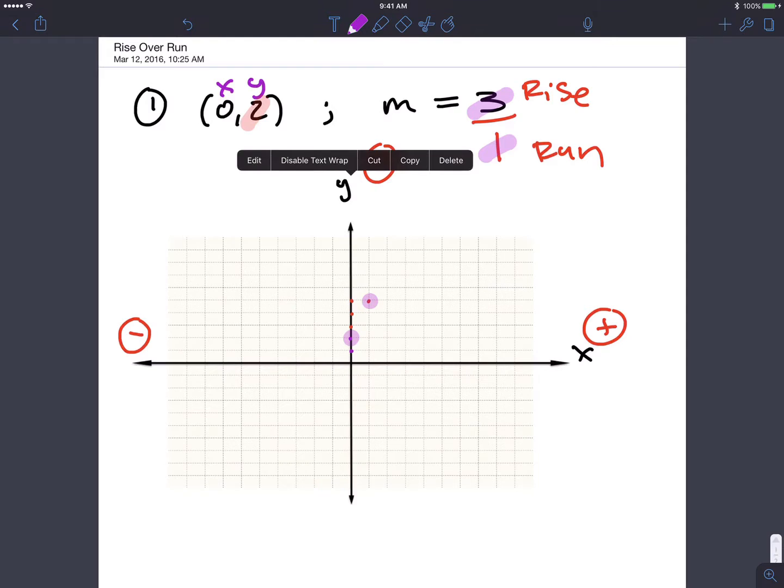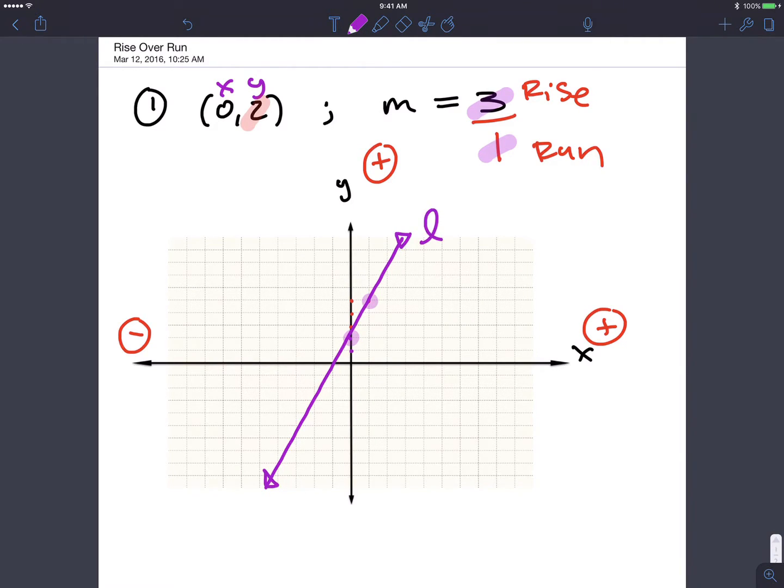It's very difficult. Good enough. Here's our line on the iPad. This is number 1.